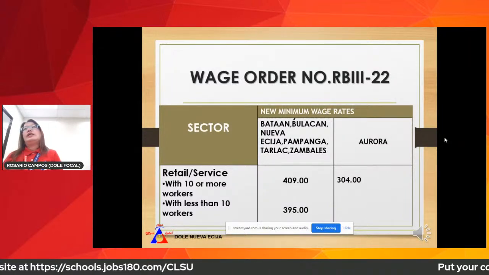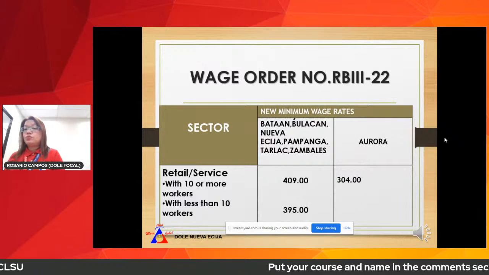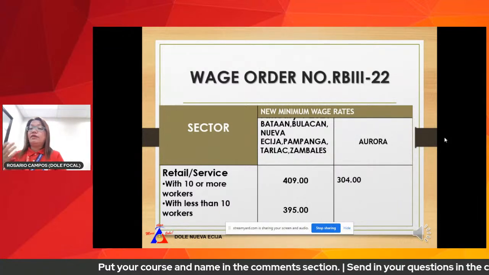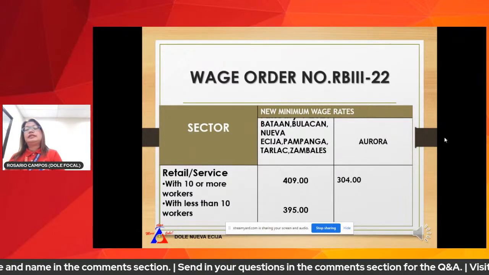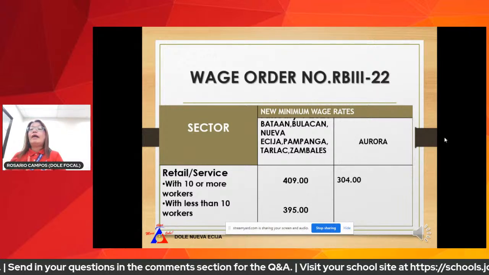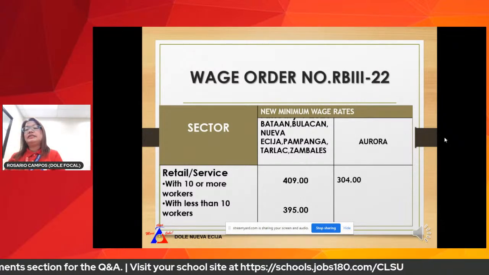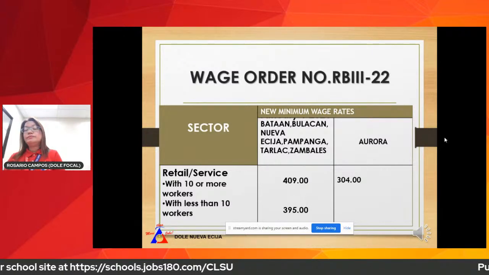Doon naman sa tinatawag nating nagtitingi or yung service business with 10 or more workers, kailangan mapasweldo po natin sila ng 409 pesos, with less than 10 workers, 395 pesos. Doon naman po sa province ng Aurora ay dapat 304 pesos. So dapat hindi po tayo bababa dyan sa wage order number 22. Okay, next.